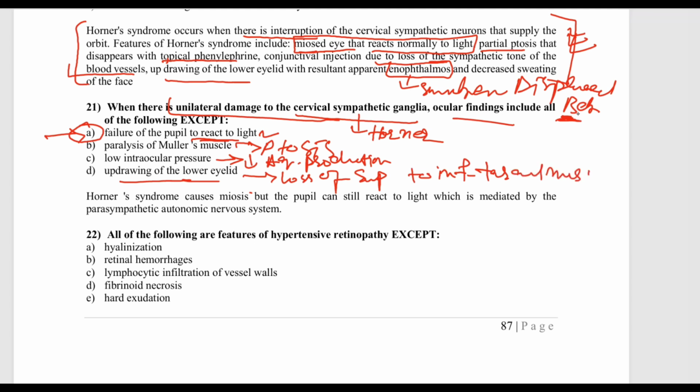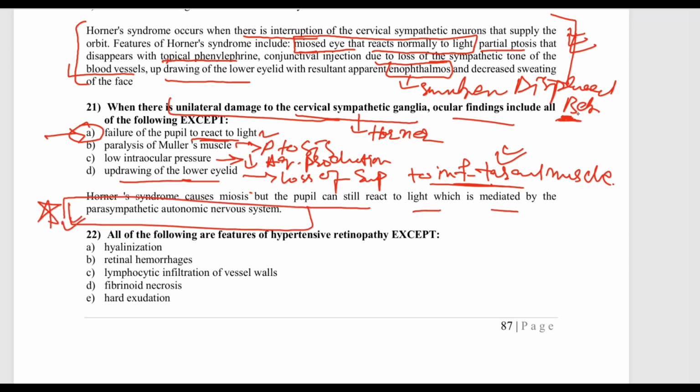So remember these points as well. These can be asked as a separate MCQ. Horner syndrome causes miosis, but people can still react to light, which is mediated by the parasympathetic autonomic nervous system. So this is another important point which can be asked in other ways.